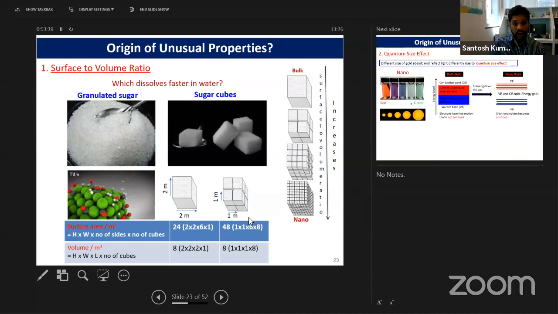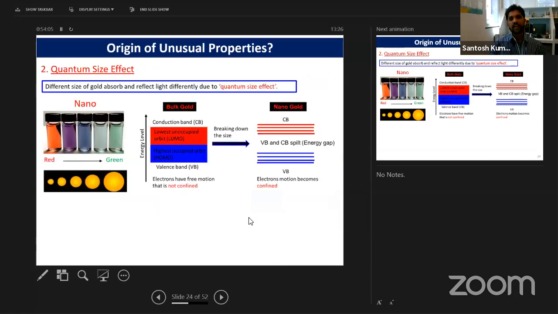And this is where the chemist is interested and excited as well. When you have a high surface area, a large number of reactant molecules absorb on the surface and react faster, improving the efficiency or rate of any reaction, right? Another important unusual property that happens at nanoscale is the quantum size effect.